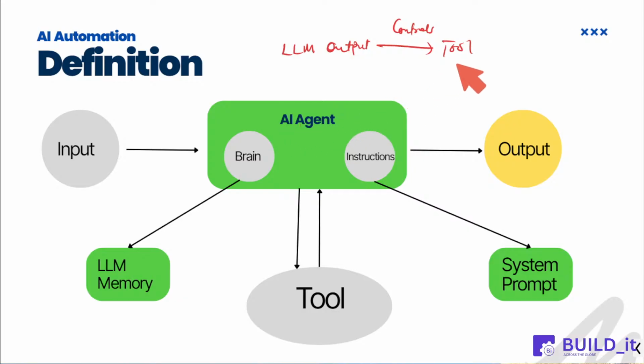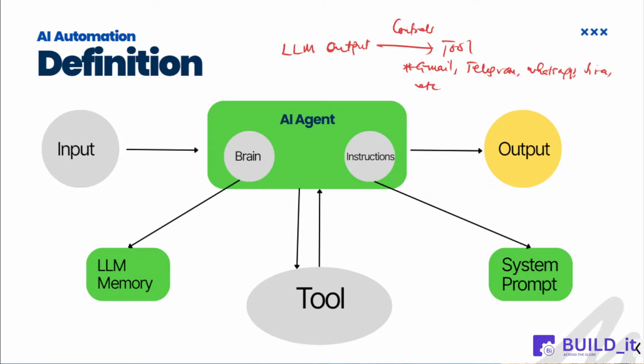So the tool could be either Gmail, Telegram, WhatsApp, Jira for project management, etc. Right? If the LLM output is able to control a tool, we say it is an AI agent.